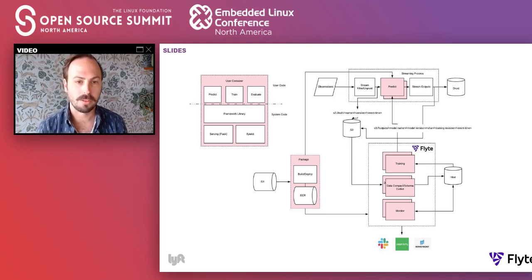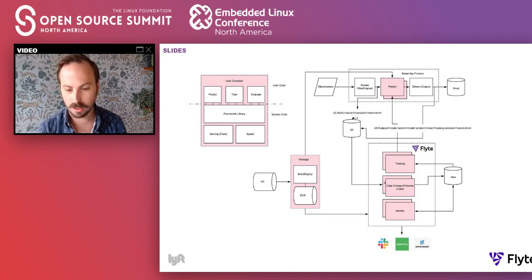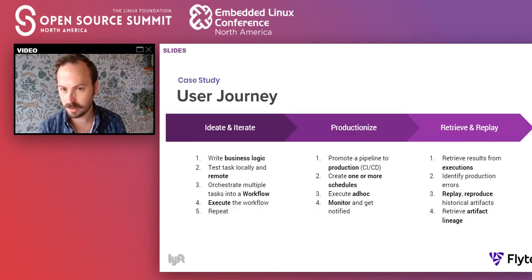I blew up this little pink box here, which shows a divide of the system code, which would be owned by my team. Basically, we have this framework library that sits on top of either FlyteKit or Flask, depending on which environment it's executing in. And then we have a simple way for our scientists to implement predict, train, and evaluate methods. I'll go into a little more detail on that.